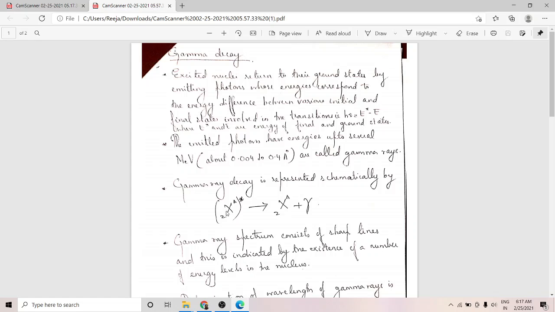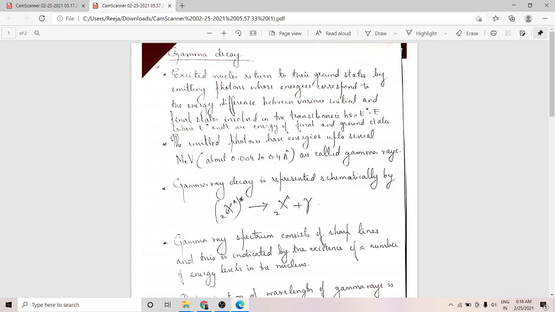Gamma decay is represented as ZXA star, that is the excited state, gives ZXA plus a gamma. So there is no change in the atomic number or mass number of the parent nucleus in a gamma decay, whereas in all other processes, alpha and beta decay, either the atomic number or the mass number or both get changed, whereas in gamma decay such a change does not take place.